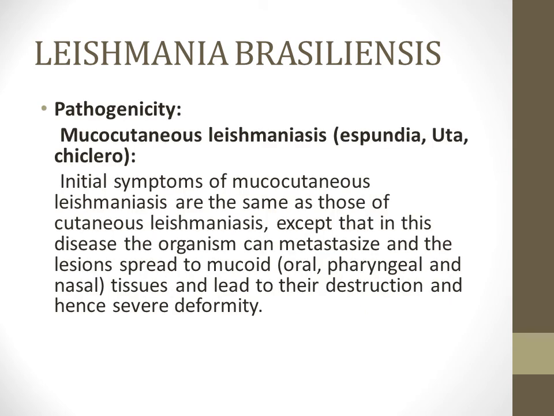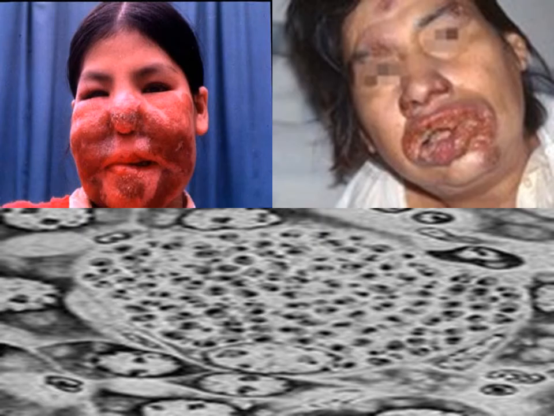Regarding pathogenicity, it causes mucocutaneous leishmaniasis, also known as espundia, uta or chiclero ulcer. The initial symptoms of mucocutaneous leishmaniasis are the same as those of cutaneous leishmaniasis, except that in this disease the organism can metastasize to the mucous membrane. The lesions spread to the oral, pharyngeal and nasal tissues and lead to characteristic tissue destruction and hence severe deformity of these areas, as you can well appreciate in the figures. So it is mucocutaneous leishmaniasis that is caused by Leishmania brasiliensis.